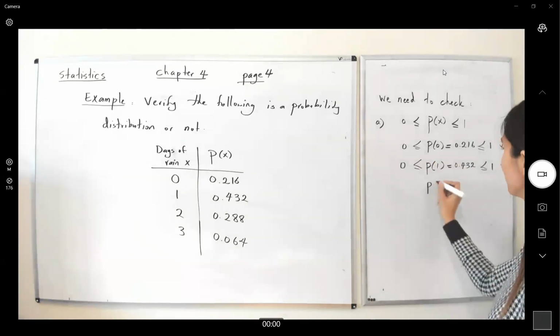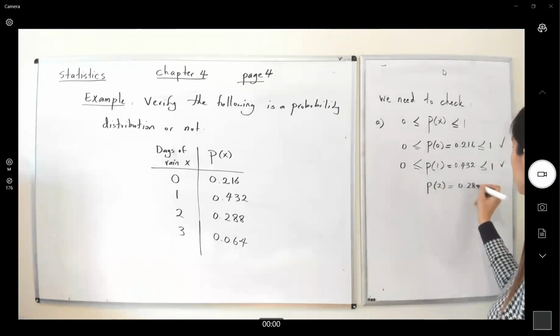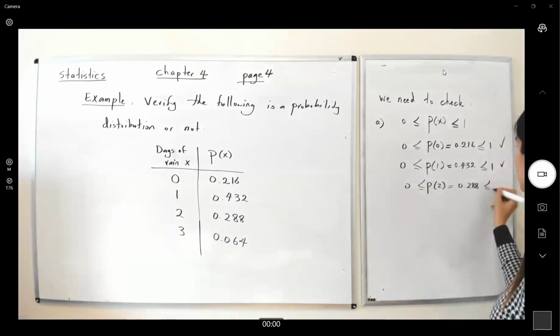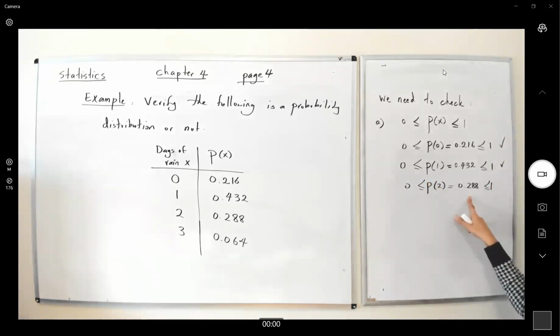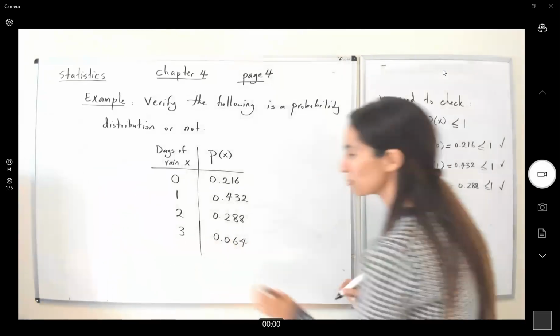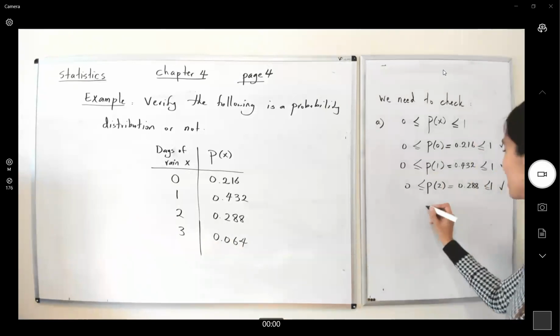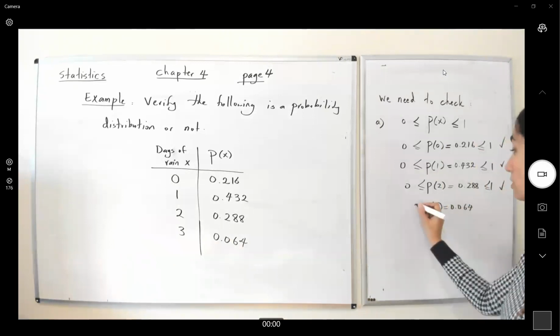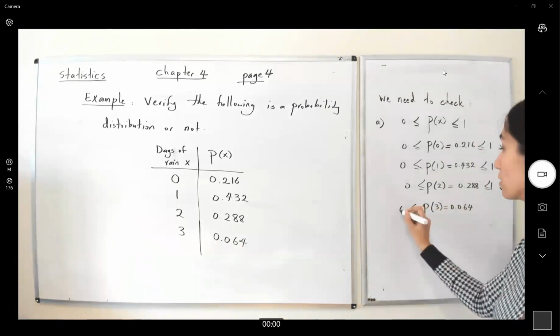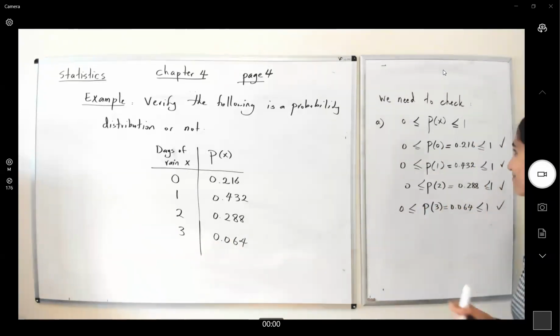P of 2, which is 0.288. How about this probability? Is this a number between 0 and 1? As you can see, we have 0.288, roughly 0.29, which is of course a number between 0 and 1. And finally, when x is 3, your probability is 0.064. So p of 3, 0.064. This is very obvious. This is a very small number, very close to 0. So the first condition is met for each of these numbers.